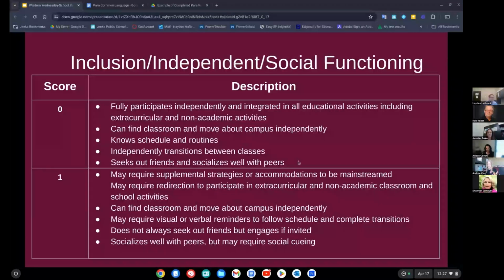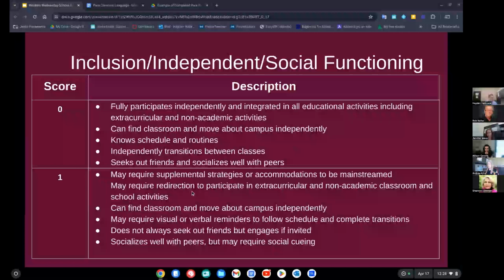Again, we have this bottom criteria here. Fully participates independently and integrated in all educational activities. Basically, this student is able to navigate the campus on their own. They know their schedules, they know their routines, they can independently transition. They socialize well with peers and seek out their friends. For the most part, they're able to handle the school day and the school setting with minimal issues.